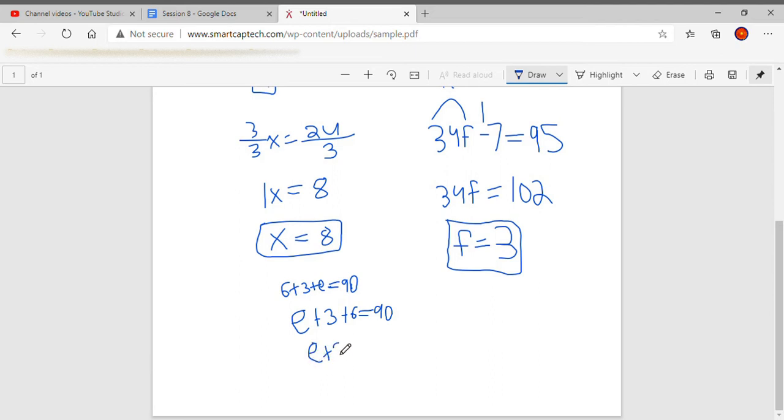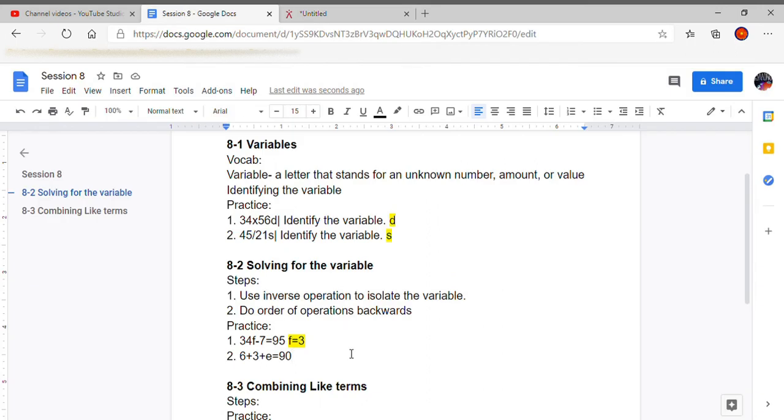Then the opposite of addition is subtraction. So 90 minus 6 you get 84. Same thing, e equals 84 minus 3, which is equal to 81. So for this one, e equals 81.